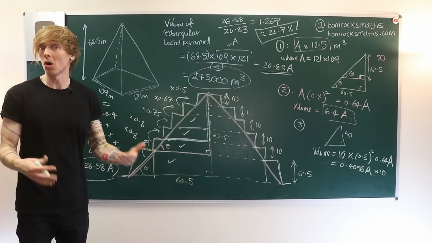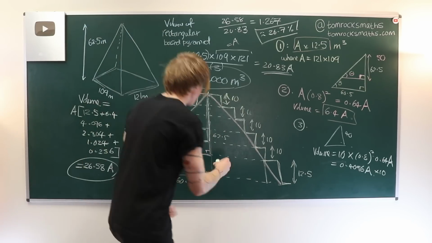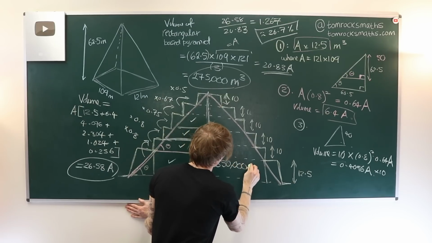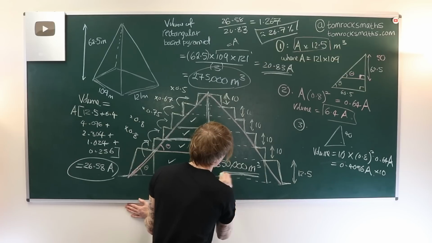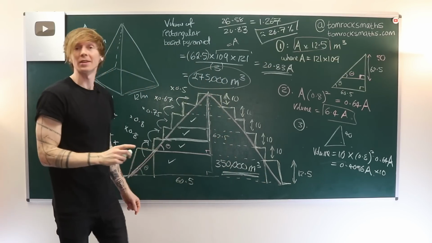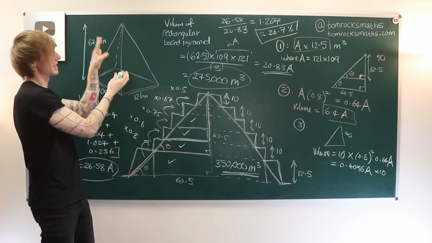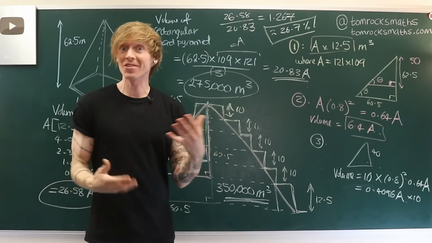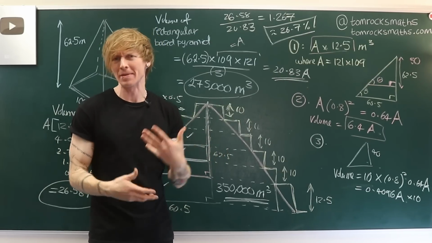And if you prefer your cold hard numbers, the volume of this one is going to be 350,000 meters cubed. So definitely bigger than if we'd modeled it as a regular slanted pyramid. So there's my recreation of ancient Egyptian pyramid maths.